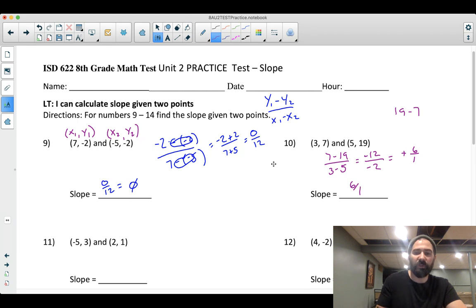Just to show you that we could do it either way, like I said, 19 over 7 over, so we did 19 minus 7. So we go this way, 5 minus 3. 5 minus 3. 19 minus 7 is 12. 5 minus 3 is 2, which is 6 over 1.